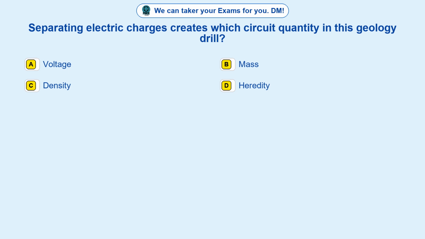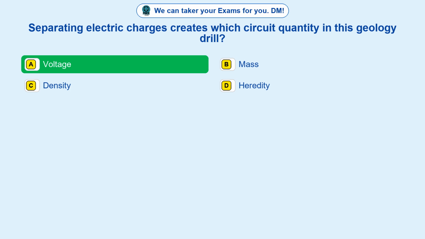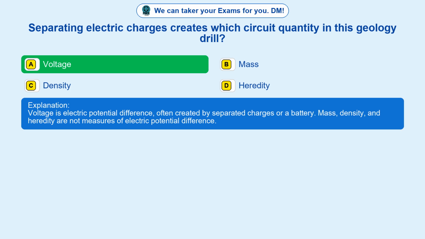Question 70. Separating electric charges creates which circuit quantity in this geology drill? Option A, voltage. Option B, mass. Option C, density. Option D, heredity. The correct answer is option A. Voltage. Voltage is electric potential difference, often created by separated charges or a battery. Mass, density, and heredity are not measures of electric potential difference.